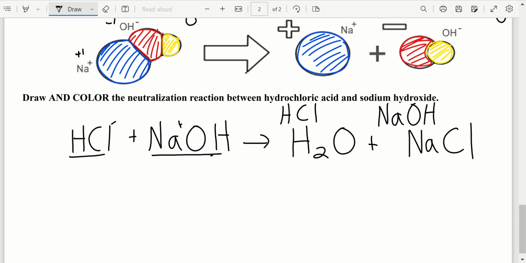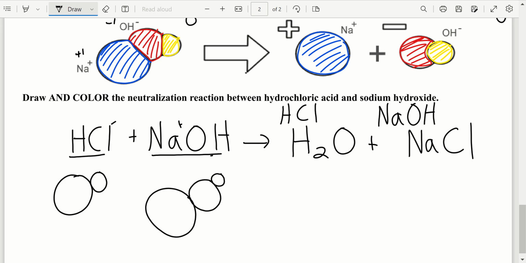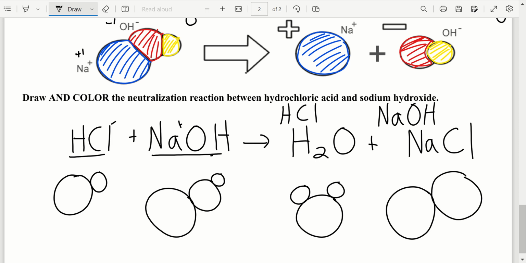And now I need to draw it. So you're going to use what you have up here to draw it, right? So you need a Cl connected to an H. You need an Na connected to an O, then an H, okay? Over here, you need an O connected to 2 H's, and here you need an Na connected to a Cl. And then you are going to color them according to the same key you used above.